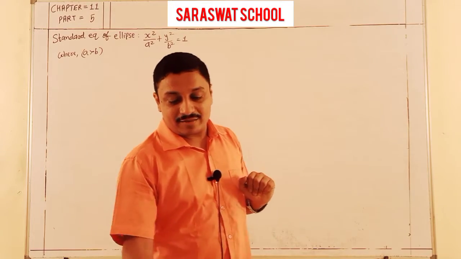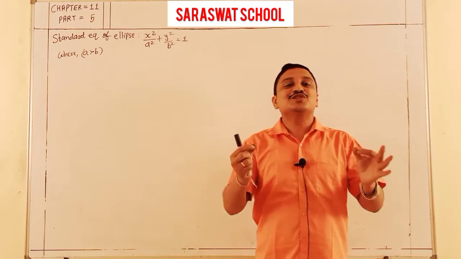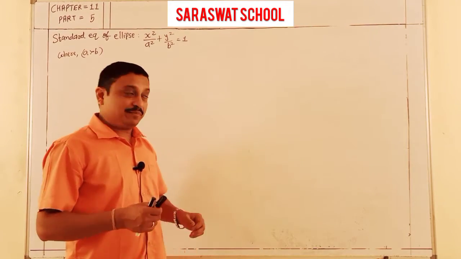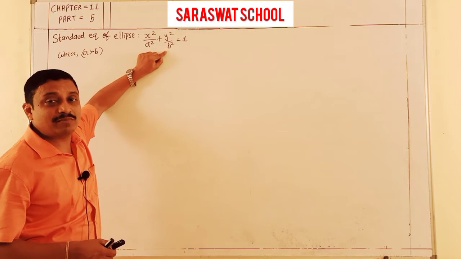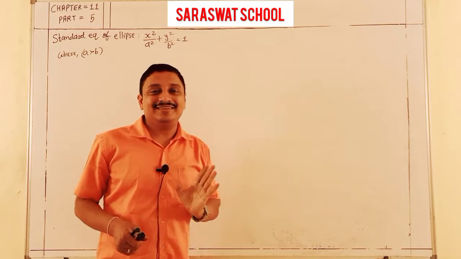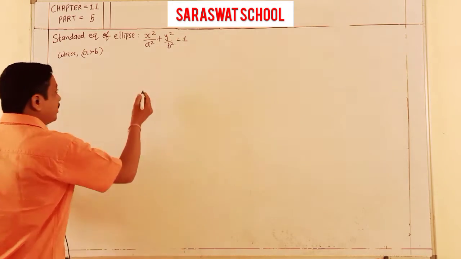x square by a square plus y square by b square equals 1. That is your standard equation of ellipse. So in the equation, students, again I repeat, x square by a square plus y square by b square equal to 1, but with the condition a more than b, meaning a is higher than b. Don't worry students, I explain deeply one by one.